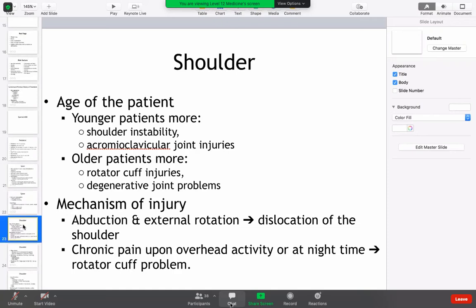Shoulder history: the age of the patient is very important. Ask about history of instability and acromioclavicular joint injury. Older patients usually have rotator cuff injury more than instability, and some degenerative joint disease. Regarding mechanism of injury, for dislocation it's usually abduction and external rotation, which will dislocate the shoulder anteriorly. If the patient has pain with overhead activities with no clear trauma, this is usually a rotator cuff problem.